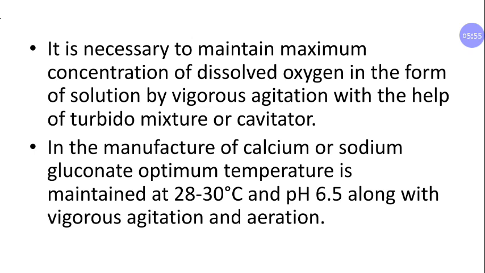A turbine mixer or cavitator is used for vigorous agitation to maintain the maximum concentration of dissolved oxygen in the form of solution. In the manufacture of calcium or sodium gluconate, the optimum temperature is between 28 to 30 degrees Celsius and the pH is 6.5, along with vigorous agitation and aeration.